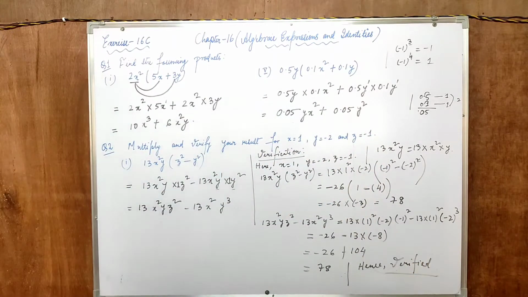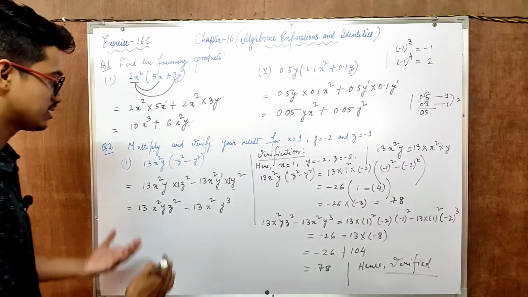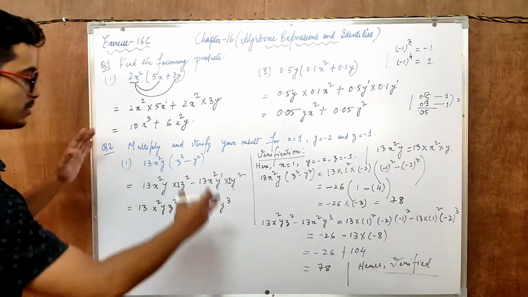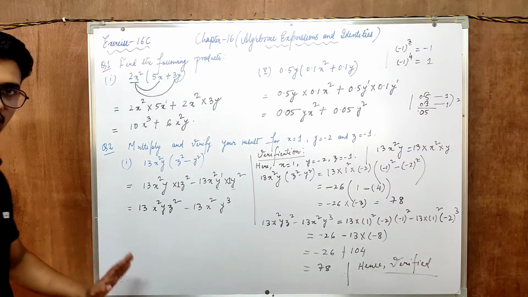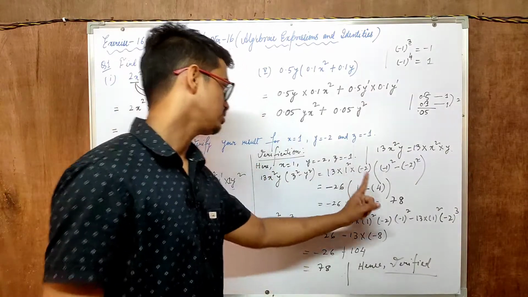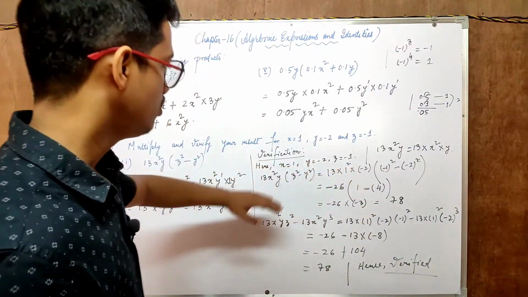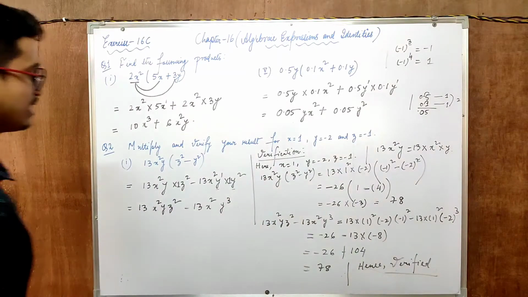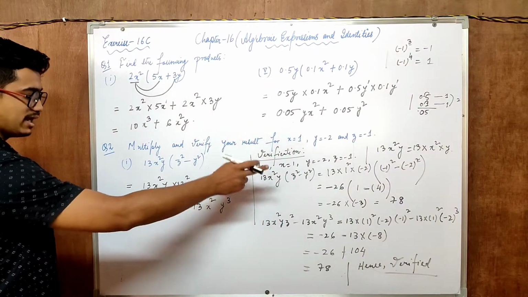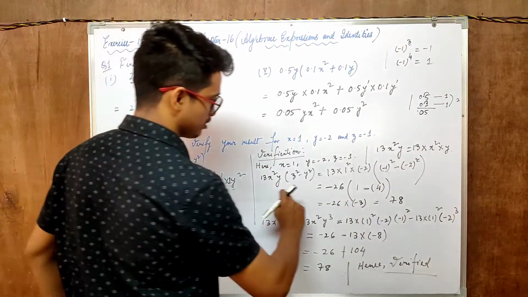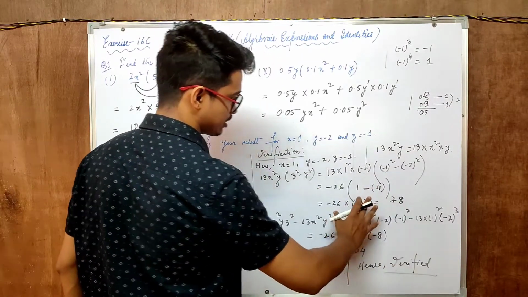Is it clear? I hope that it is clear how to do it. Let me just repeat once again. First of all, the multiplication part. After that, verification. First of all, I write down the values that are given, and I put these values into the question and find out how to do it.